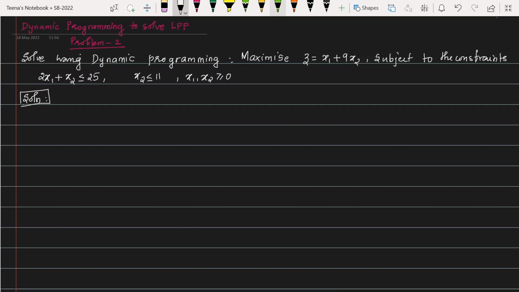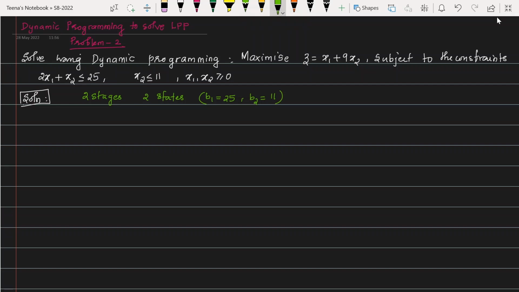Now there are two stages for this particular question. Dynamic programming is a multi-stage decision making process. The number of stages depends upon the number of decision variables. There are two stages depending upon the two decision variables x1 and x2, and there are two states, depending upon the two constraints. The two states can be represented as b1 equal to 25 and b2 equal to 11.